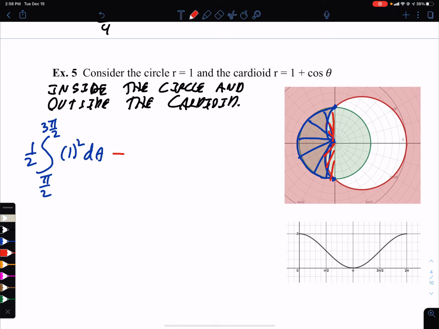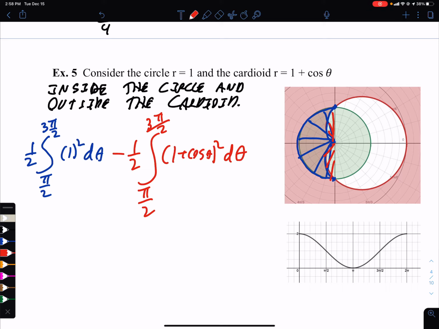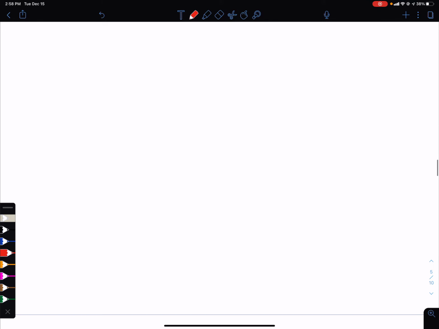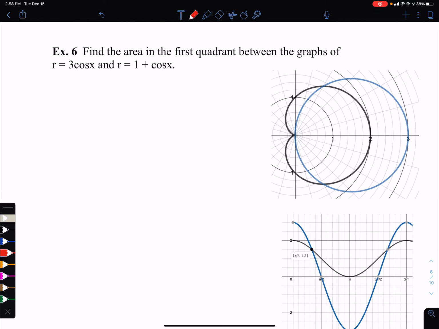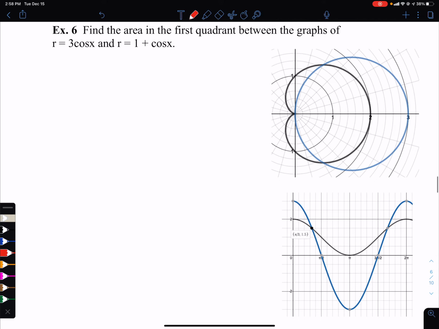So I will subtract 1/2, again, starting at pi over 2, ending at 3 pi over 2 of r squared, which is 1 plus cos theta d theta. You can pop that in your handy-dandy pocket calculator, and that will get you the area of the region inside the circle and outside the cardioid. Okay. You can try this on your own for fun if you wish.